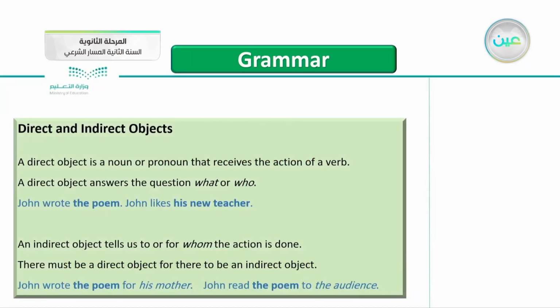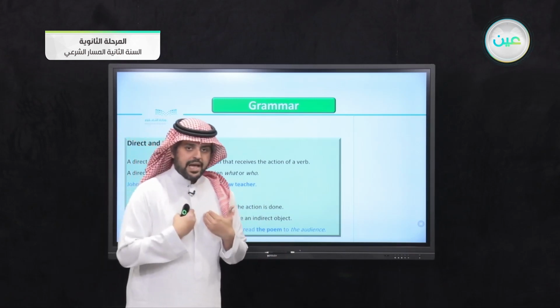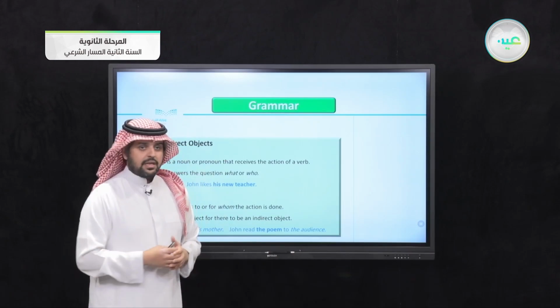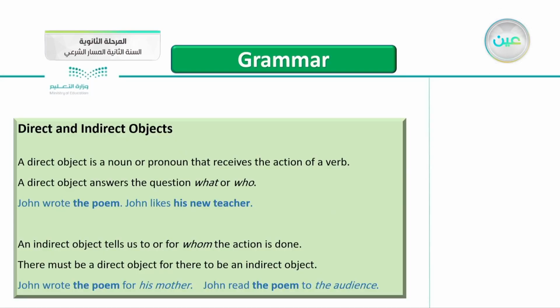Here, direct and indirect objects. A direct object is a noun or a pronoun that receives the action of a verb. Let's call it the receiver, for example. It's the noun or pronoun that receives the action of the verb. A direct object answers the question what or who.